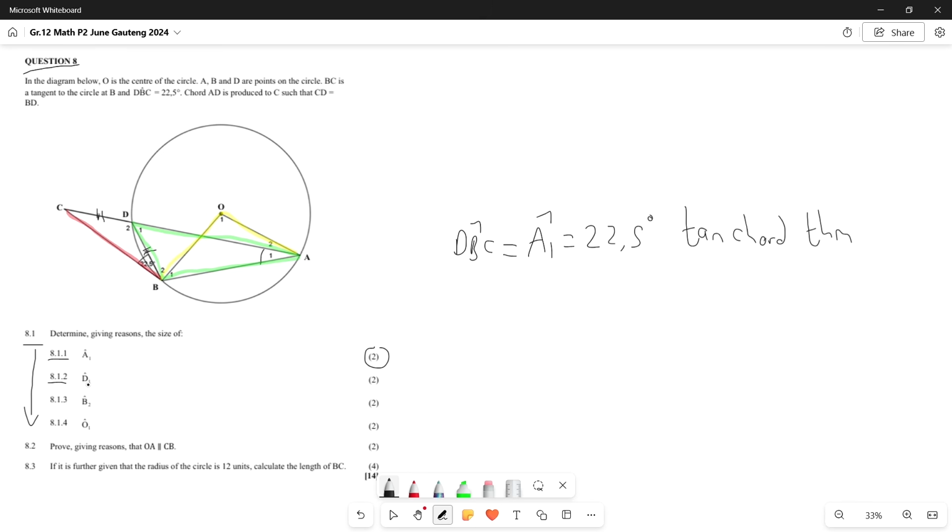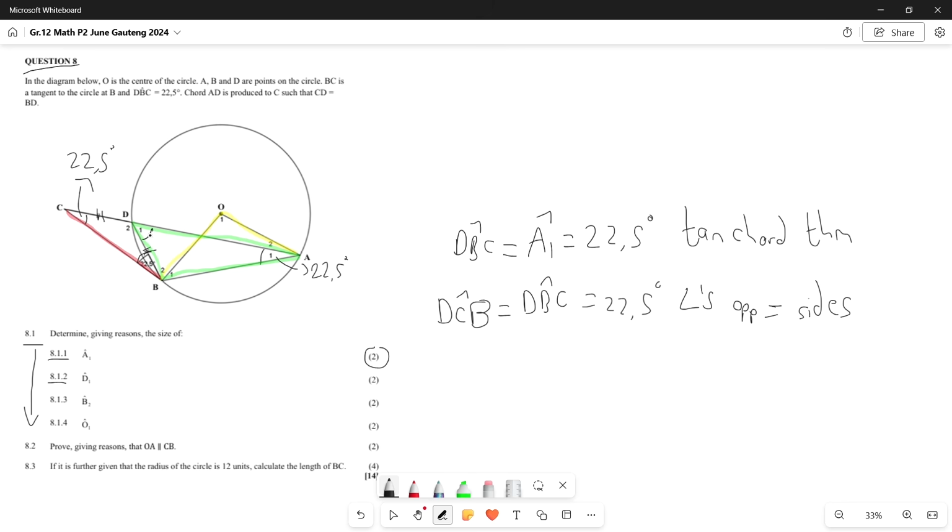8.1.2 then says D1, because what we can now do is use the information here, CD is equal to DB. So we don't have to write that it's been given. It's only 2 marks, which means we can just use that information to show that angle C here will equal angle B here, because DCB equals DBC equals 22,5 degrees. Because if CD equals DB, this angle equals this angle, because angles opposite equal sides, which is great for us because now we know that angle C equals 22,5 degrees.